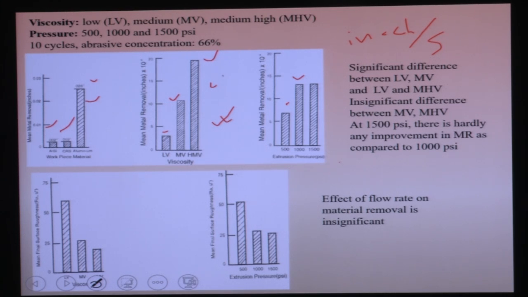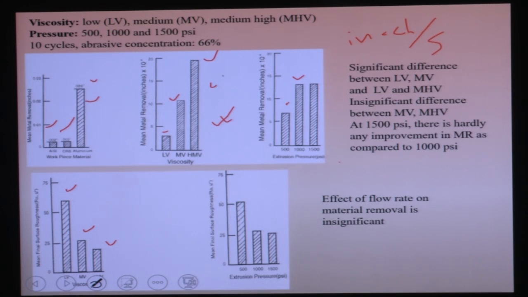Means final surface finish, how much improvement in surface finish they have achieved. With low viscous media, you can see the final surface roughness is not that good, but with the increase in the medium viscosity, from medium viscosity to high medium viscosity, the final surface roughness of the work actually decreases. So this medium viscosity has a role on the surface finish as well as the material removal rate.